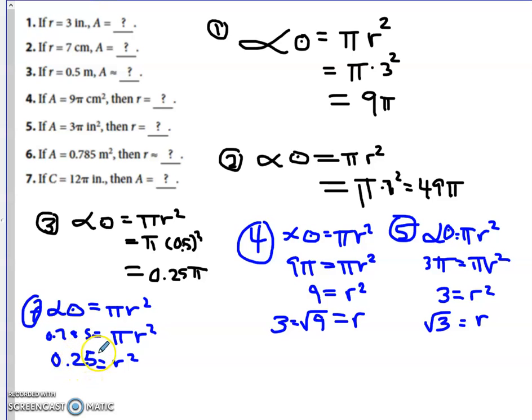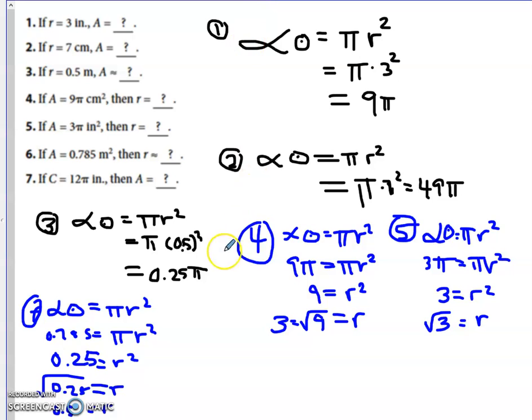So again, if you use the pi key, you may have a slightly different answer, but it should be close to 0.25. And then we take the square root of both sides. So the radius is the square root of 0.25. So the radius is about 0.5 or 5/10. And again, if you use the pi key, you'll have a slightly different answer, but again, it should be real close to half.